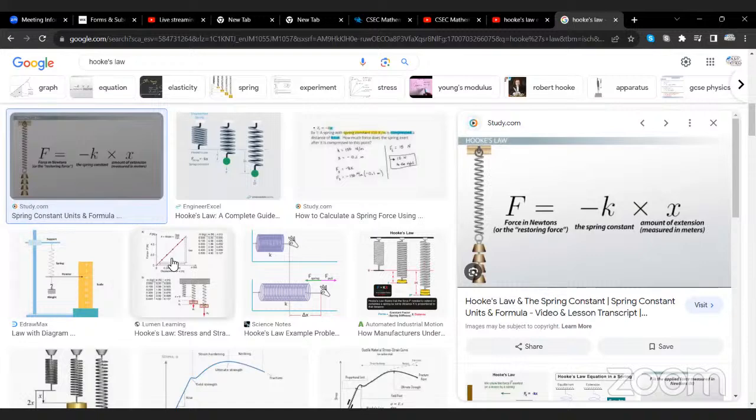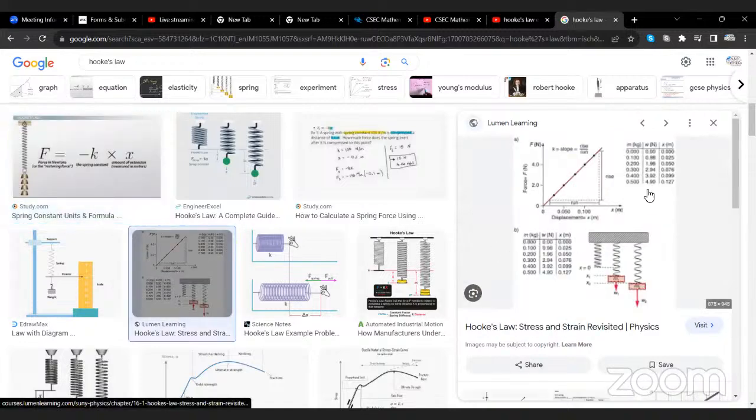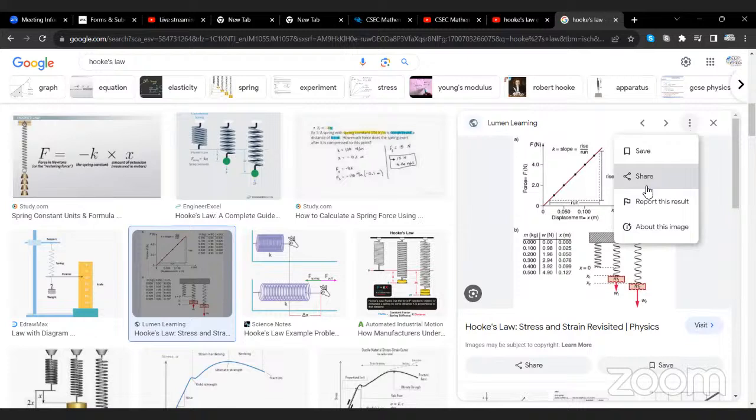Good. Let's look at this too. If you notice this picture here, can anybody see this picture here? Can anybody see it? Yeah, sir. Good. All right, let me see if I can.